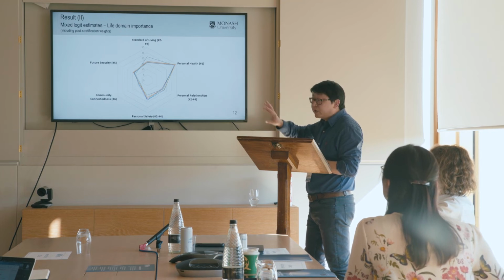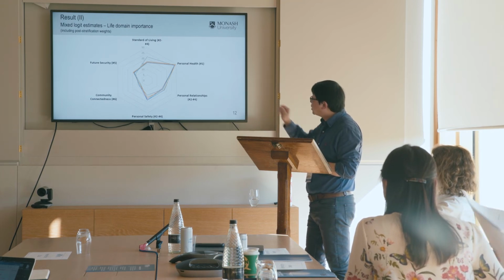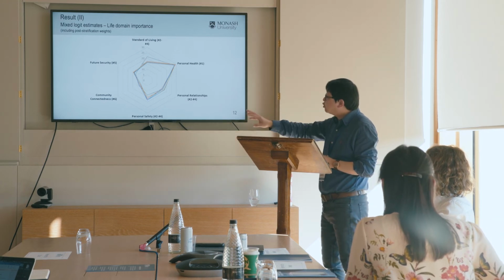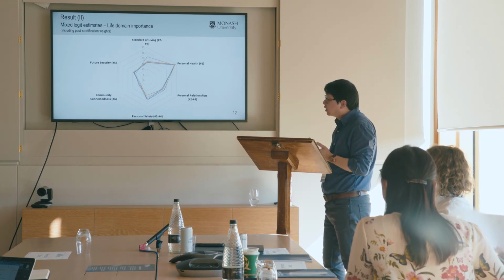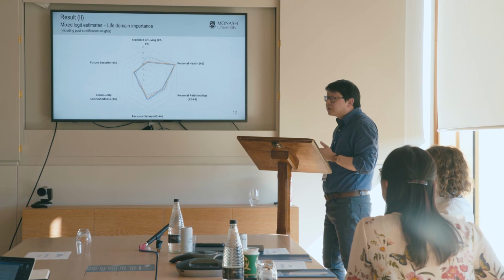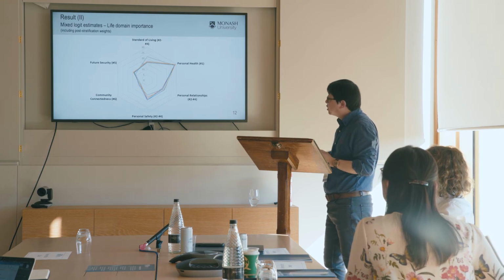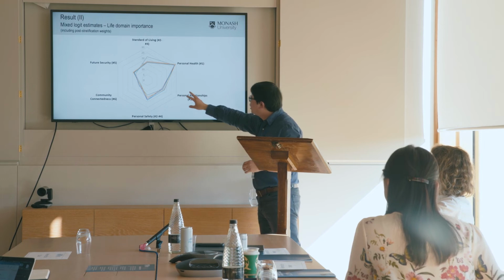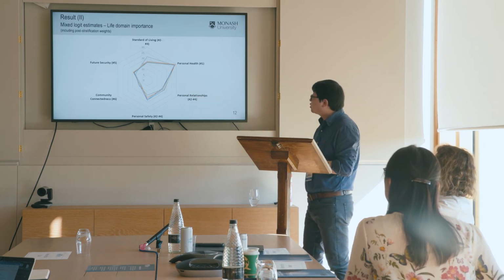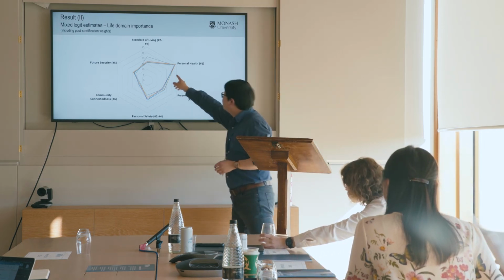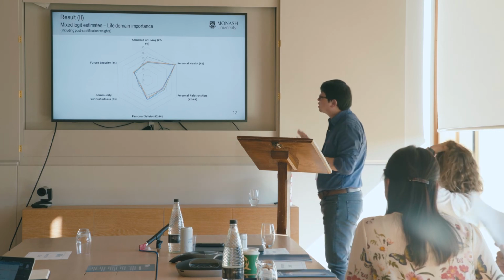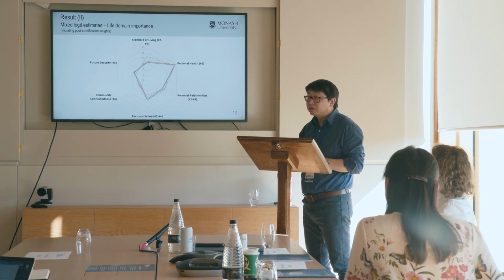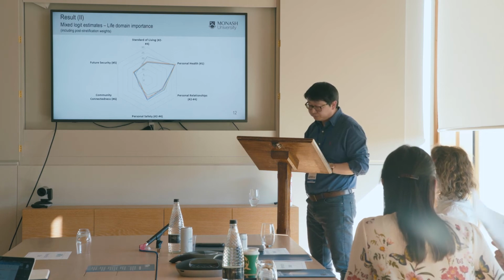The next three are mixed based on the country, including standard of living, personal relationship, and personal safety. The other two, future security and community connectiveness, are consistently less important than the other four life domains. And the patterns, you can see the graph is also relatively similar across all the countries. One grid line here probably is slightly different from all others. The country, I think that's Norway, is slightly different from the other four countries.